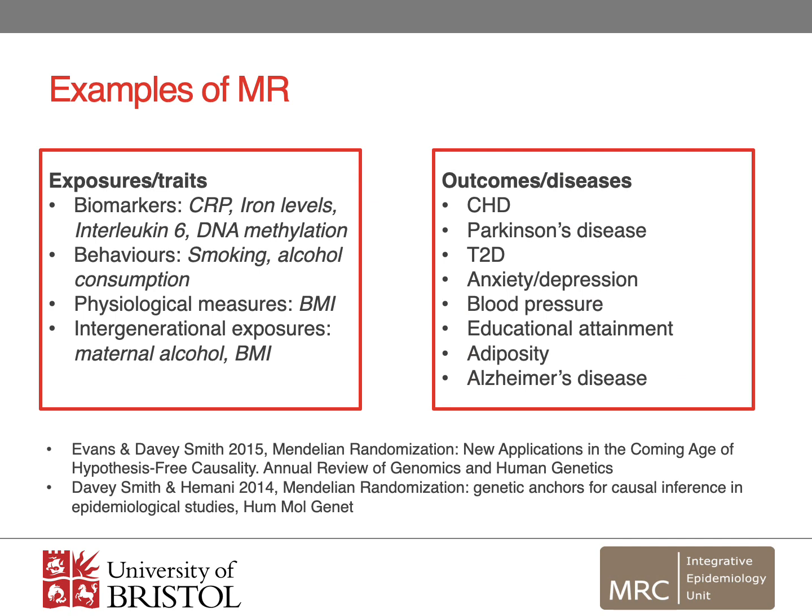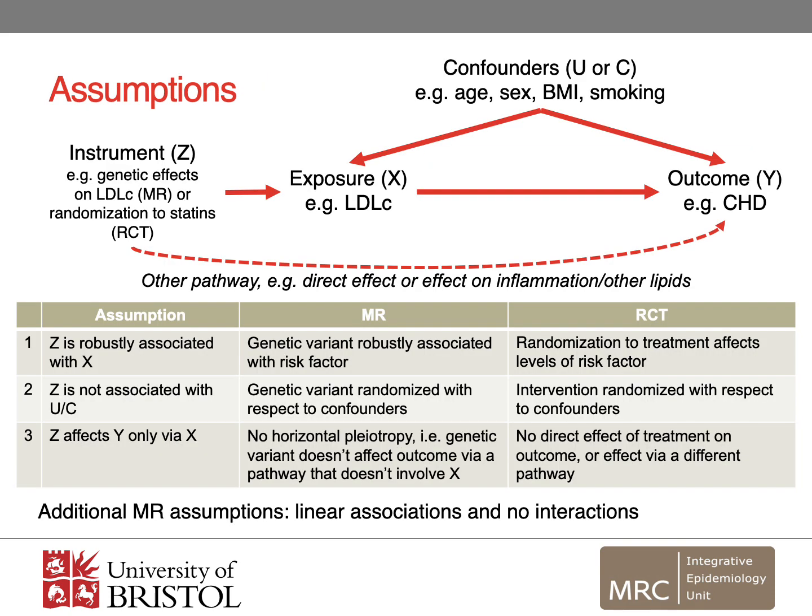MR has been increasingly applied to study the causal effects of a wide range of exposures or traits on a wide range of outcomes and diseases, and there are several good reviews of the use of MR in the literature. MR makes several assumptions that should be met, especially if the research aim is to estimate the precise magnitude of the causal effect of our exposure on our outcome, rather than just inferring whether or not a causal effect exists. Again, we can draw parallels between many of the assumptions of MR and those of RCTs. There are three main assumptions.